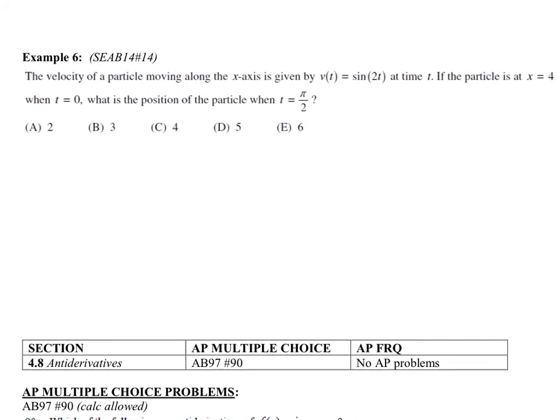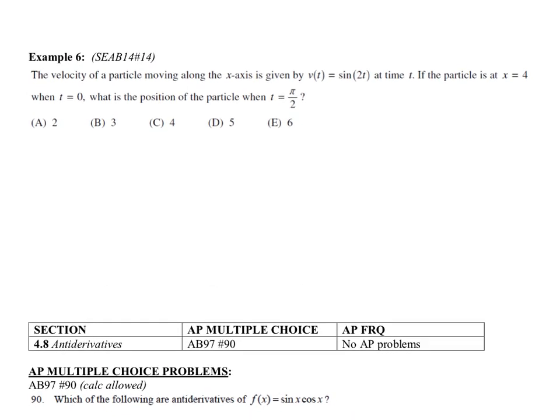Okay, in this example, example 6, we're looking at a similar problem. We have the velocity of a particle moving along the x-axis, and it's given by that equation. If the particle is at position 4 at time 0, what is the position of the particle at time 2? So let's start by integrating velocity. This is technically a u substitution, but I'm hopeful that if you do the antiderivative enough, especially in this class, we're able to come up with the antiderivative by just thinking through what the multiplier would be.